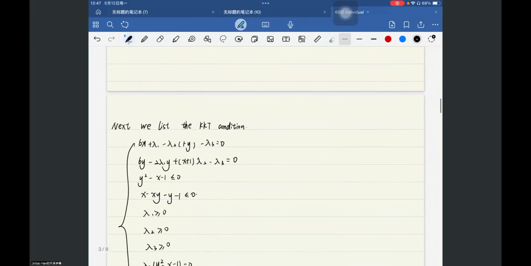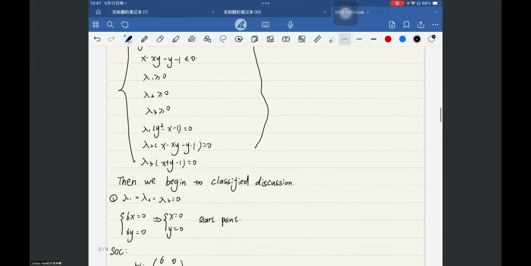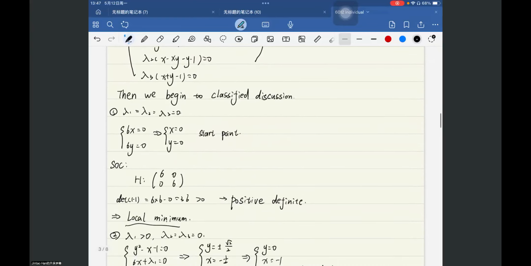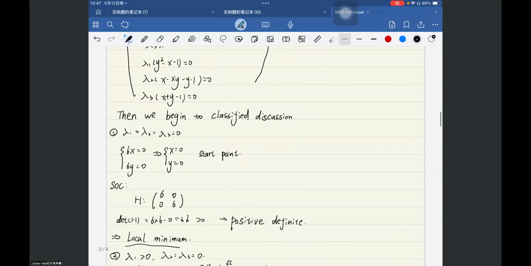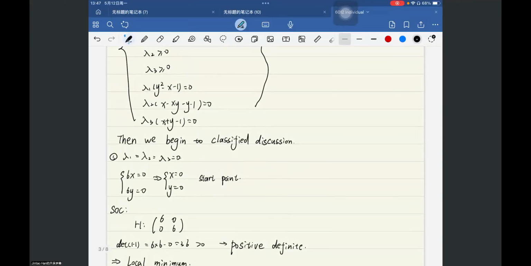Next, we listed the KKT conditions. You can see these functions are all the KKT conditions. Then we begin to classify the discussion. The first situation is lambda 1 equals lambda 2 equals lambda 3 equals 0. In this case, we get the condition 6x equal to 0 and 6y equal to 0. Thus, x equals y equals 0, and this is the stationary point.